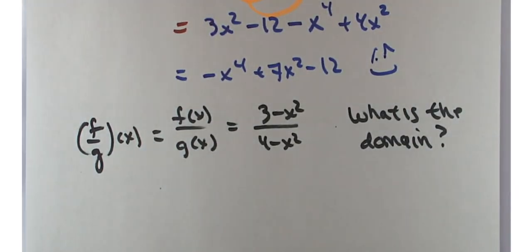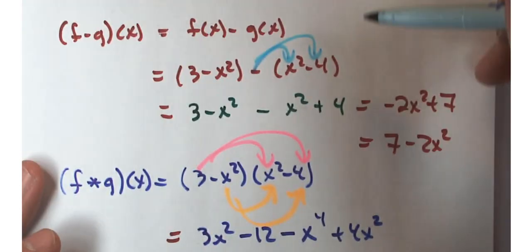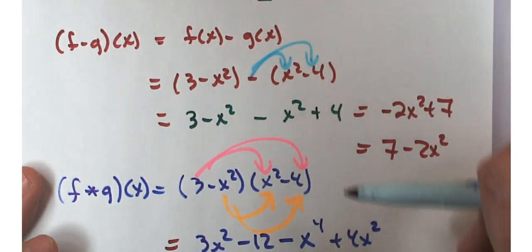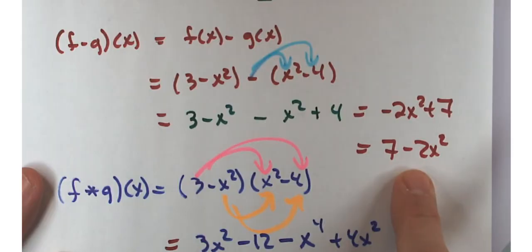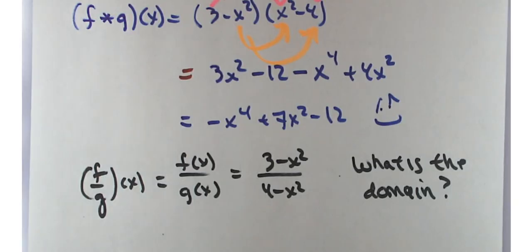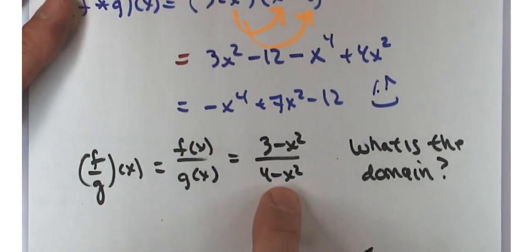Well, the domain in these other ones is just all real numbers. There's nothing in this kind of a polynomial or this one that prevents you from putting in any value of x. But there are a couple values of x that are going to cause problems with the last one. What could go wrong with the last one? What could happen depending on your values of x? Yeah. If this was a 0, you'd be dividing by 0.